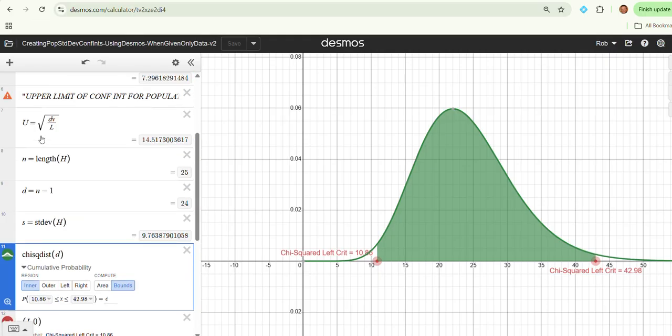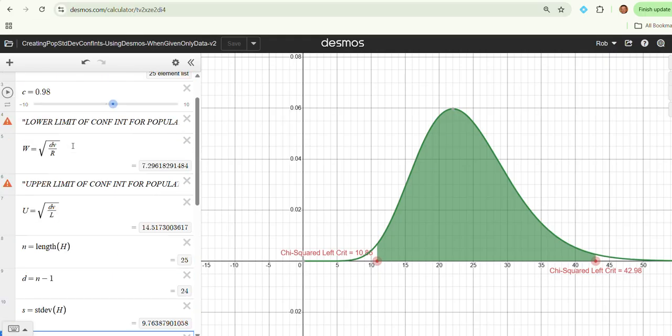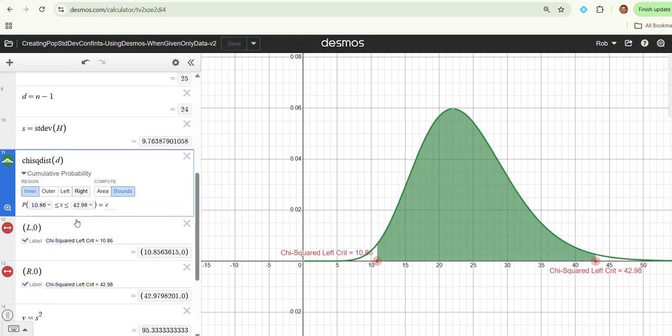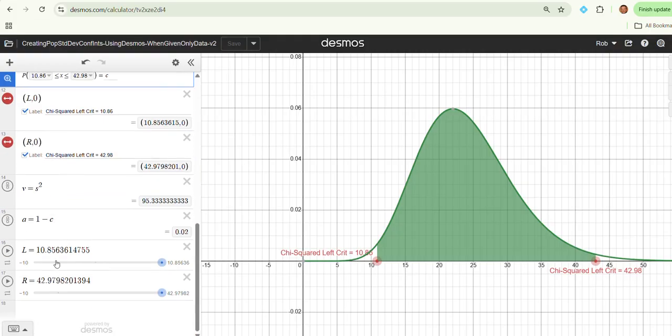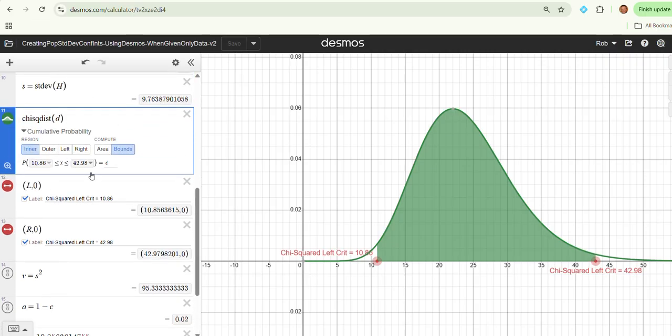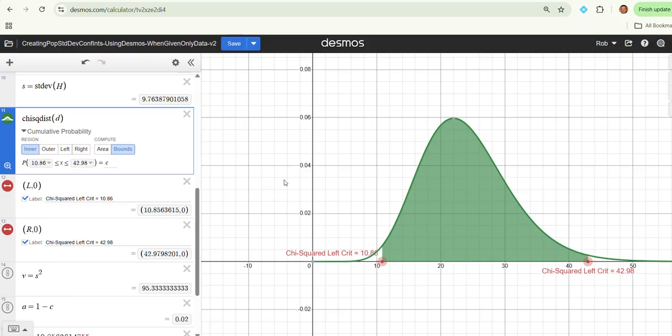So if you remember the formula for finding the lower and upper limits for a confidence interval, it's the square root of the degrees of freedom multiplied by the variance divided by the chi-squared right value, and the upper limit for the confidence interval is the degrees of freedom times the variance divided by chi-squared left. And this is just the downloading of those L and R values from here and here, where you've been able to turn on those points on the number line for a visual.